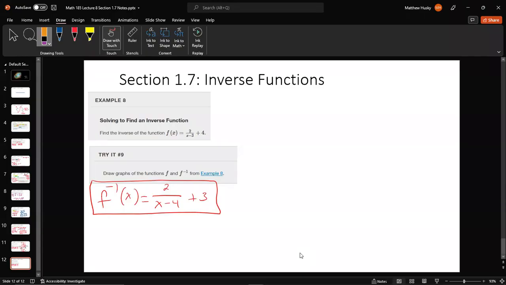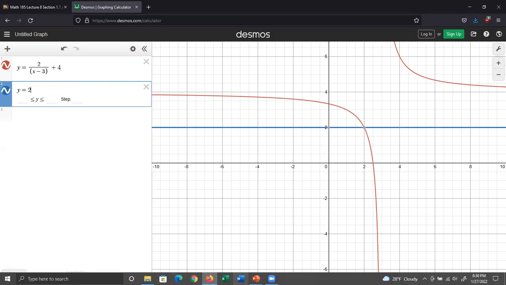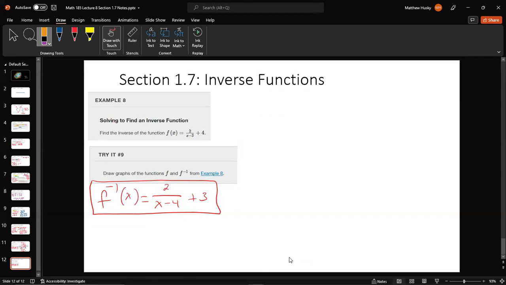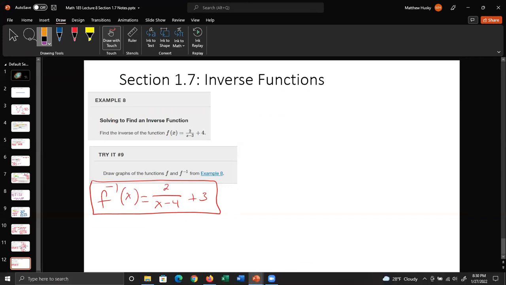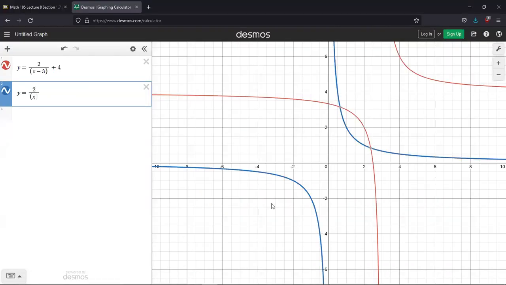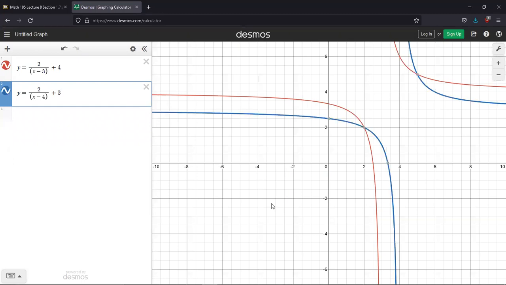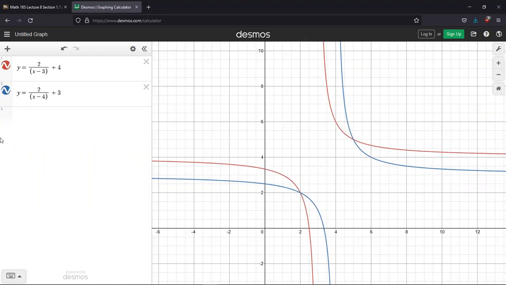What did we get for the inverse? 2 over x minus 4 plus 3. Okay, so y equals, what was it? 2, was it? Okay, it was 2 over x minus 4 plus 3. So 2 divided by x minus 4 and then arrow over plus 3. Okay, so you get this wacky looking pair of graphs. Well, isn't that interesting?